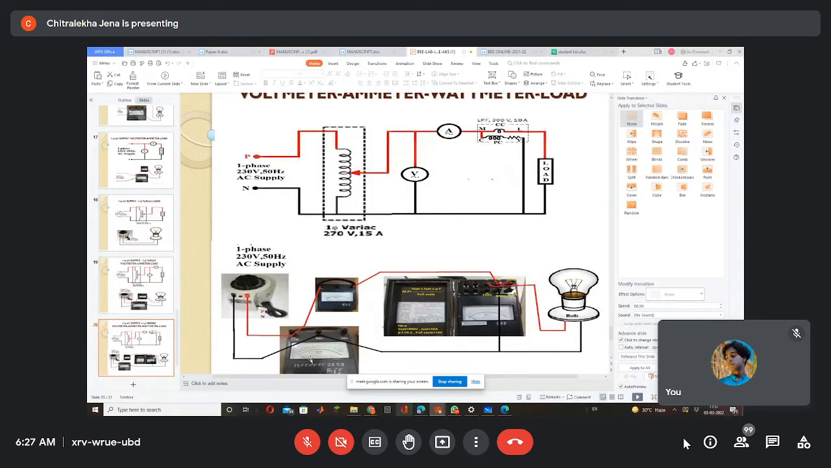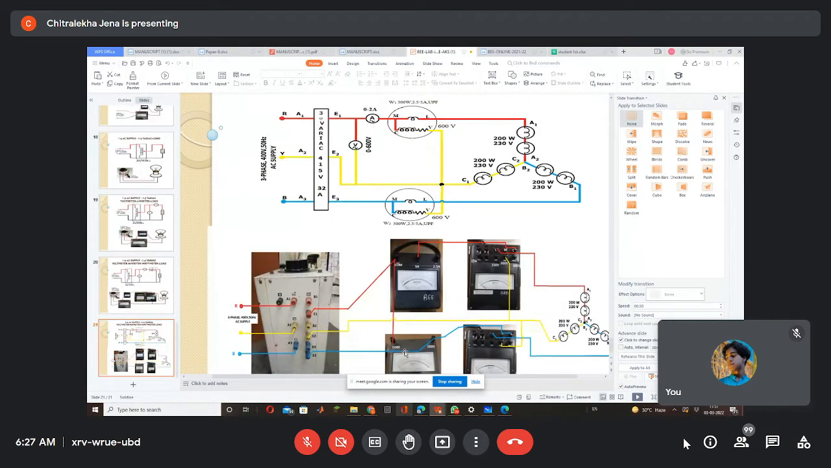Ammeter is connected, voltmeter is connected, wattmeter is connected. Okay. So the wattmeter connection, we will do in the video. You will see gradually. Everything I will not tell you today. You will see gradually.